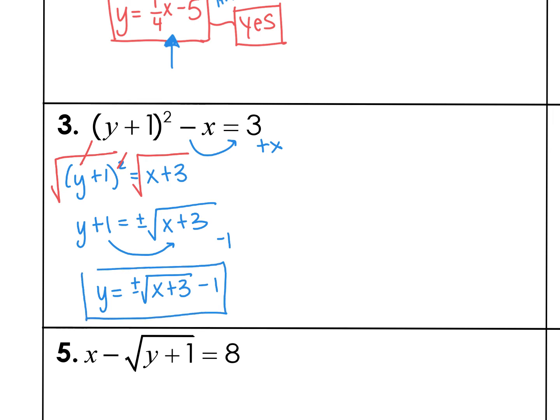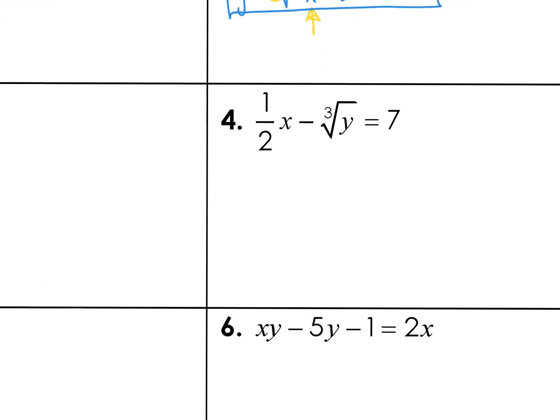Okay, so now I've got to think, is this a function? Is this not a function? Well, again, I have a plus minus. So for any substitution I do for x, I'm going to get 2 possible values for y. So, nope, this is not a function. Let's look at number 4.